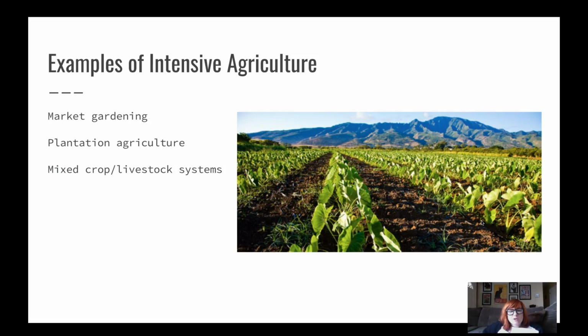So examples of intensive agriculture would be market gardening. A lot of gardening is done by hand. Planting is often done by hand for a lot of these different types of crops. We're talking about produce when we talk about market gardening. Plantation agriculture. Plantations are basically just very large farms, but typically instead of having machines, plantations just use a lot of people to work them. If you think about a southern plantation back during pre-Civil War America in the South, that's a good way to remember it. Plantations still exist, not necessarily using slave labor, but plantations still exist. And then mixed crops slash livestock systems, okay?